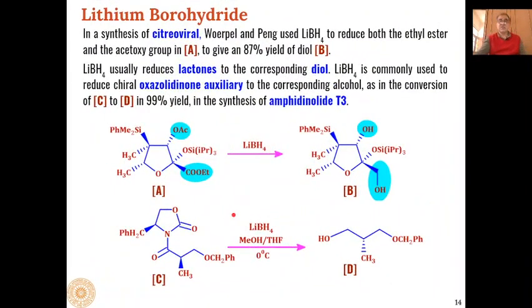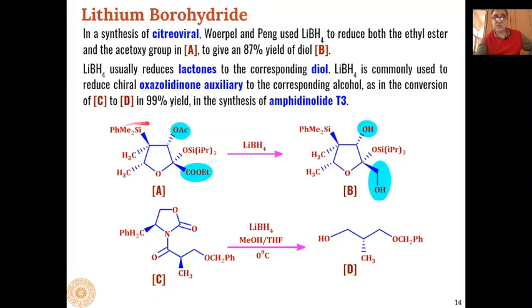So you can see a few examples of lithium borohydride in the synthesis of citreoviral. You can see this is the molecule where you have different functional groups present. Where the dimethylphenyl silane group is present, triisopropylsilyloxy group is present, then an ester group is present, and an acetate group is present.